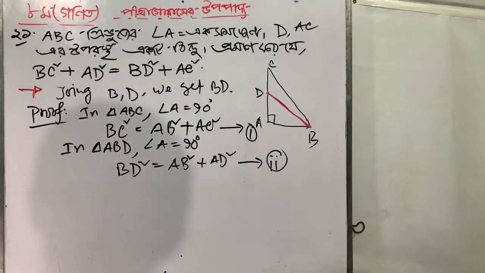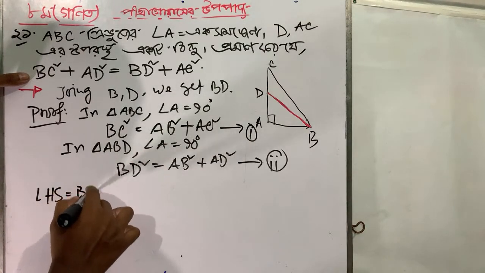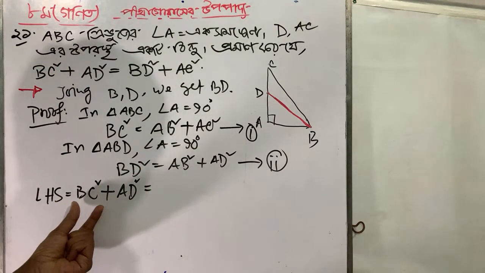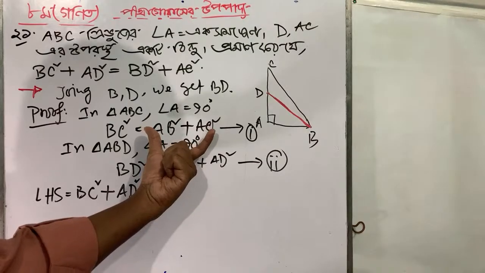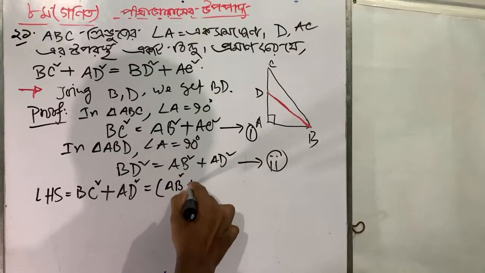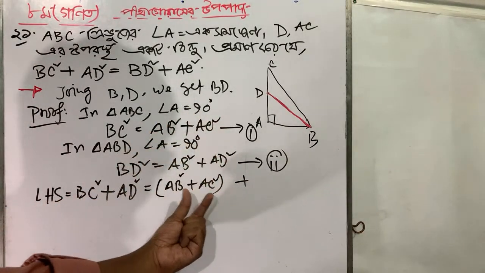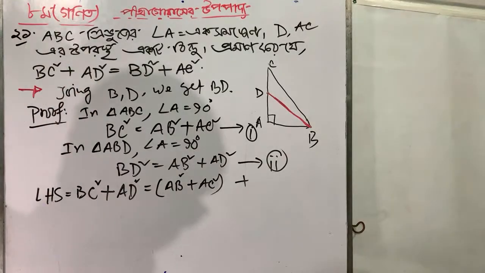Okay, so let's write the left hand side. Left hand side is given to be BC square plus AD square. So BC square is equal to AB square plus AC square, from equation number 1. And the value of AD square can be found out from equation number 2.